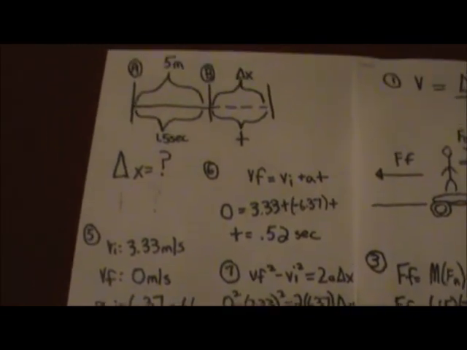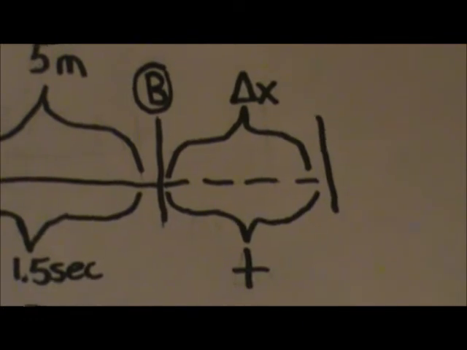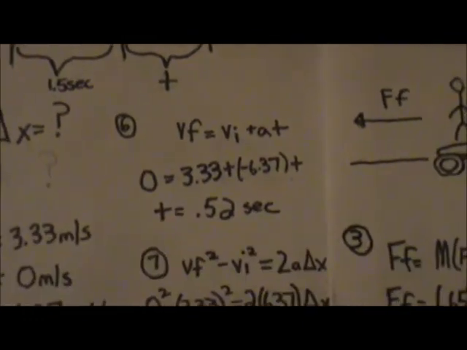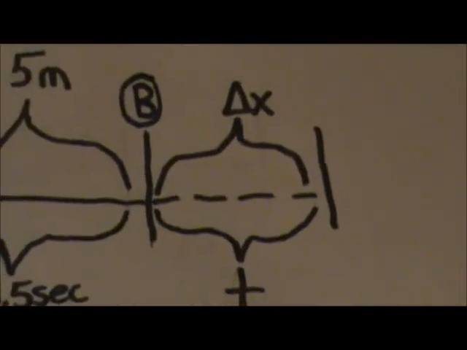So it takes 0.87 meters to stop once I apply the brakes at point B, and it takes 5.52 seconds to come to a complete stop.